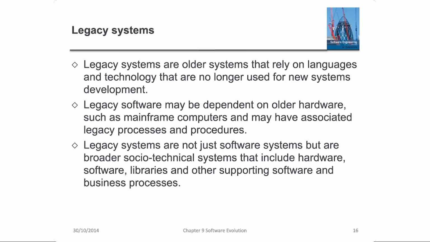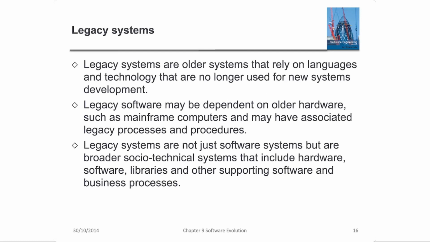A legacy system is a term we often encounter. It refers to older software and hardware still in use today. These systems are unique as they utilize languages and technologies no longer prevalent in new software development. A key aspect of legacy systems is the reliance on older hardware, such as mainframe computers, which may not be compatible with modern technologies. But legacy systems are not just about software, they are broader socio-technical systems.